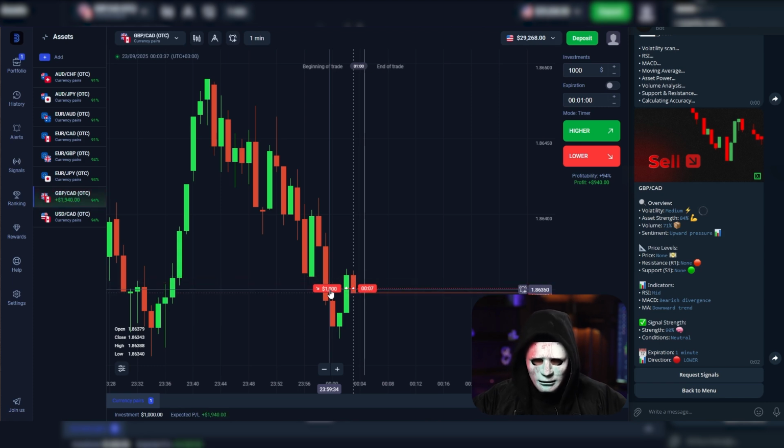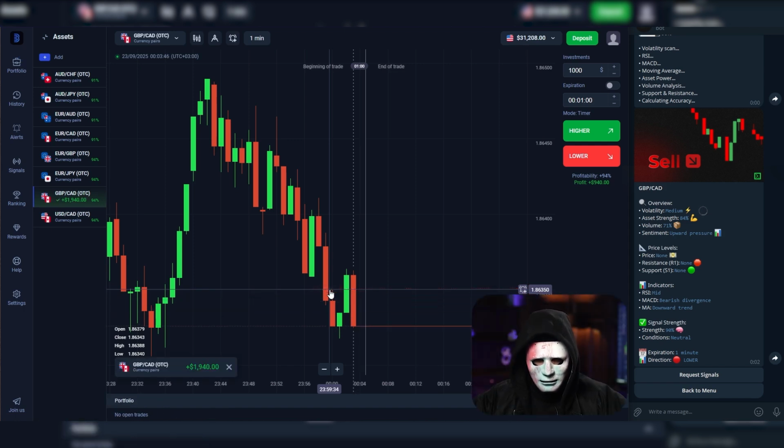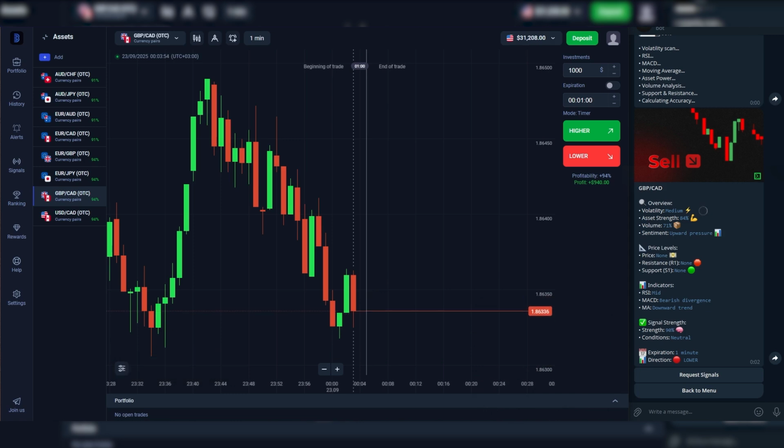We have a couple of seconds left and just need to hold on a bit more. There it is. It dropped sharply down. Buyers can't handle the resistance. And that's a perfect ending. $31,000 in the balance. I think that's a video worth watching.